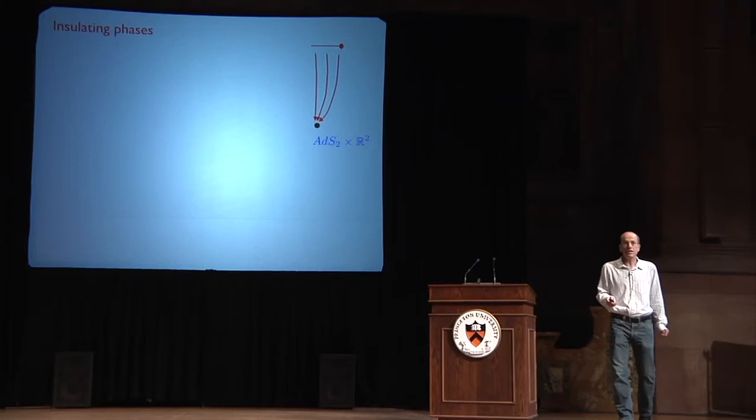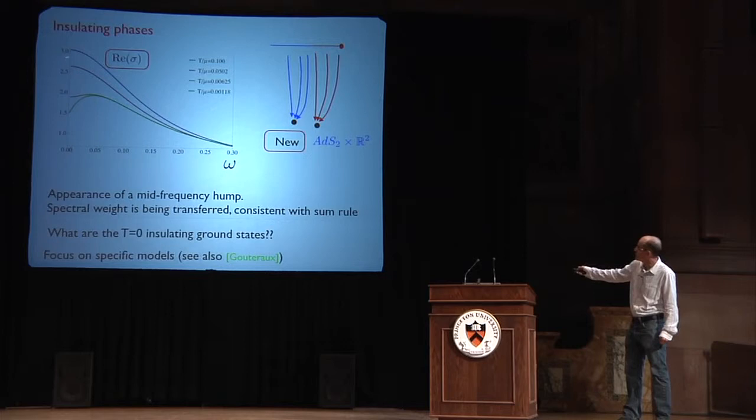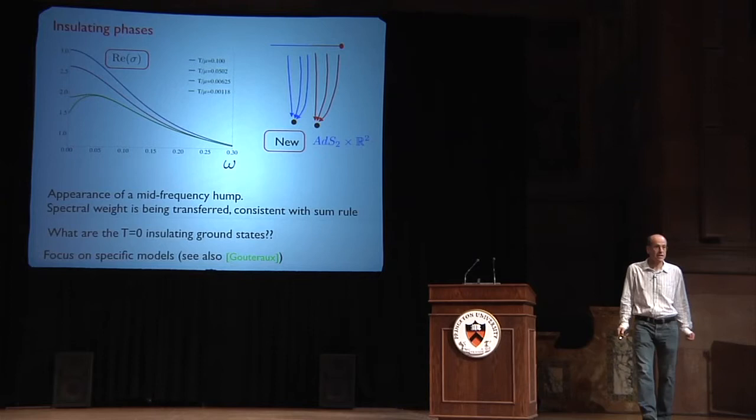How about insulating phases? We can now crank up the coupling, the lattice deformation, and see what happens. What we find is that as we lower the temperature for these black holes, the conductivity starts decreasing. And because it decreases, and there's a sum rule, the spectral weight has to start bulging up in the middle. And that's exactly what we see.